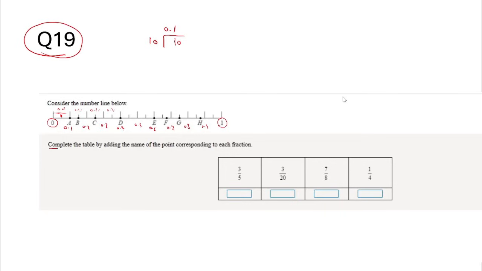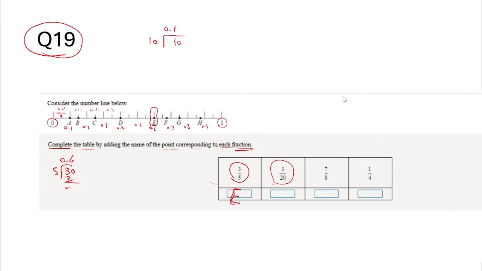So now let's see. Complete the table by adding the name of the point corresponding to each fraction. Okay, 3 over 5. So let's start with 3 over 5. It cannot be done directly, so 0, decimal point, add 0 here. So 30 divided by 5 is 6. 6 multiplied by 5 is 30. So that means this point is 0.6. What is 0.6? It's E. So the answer here is E.